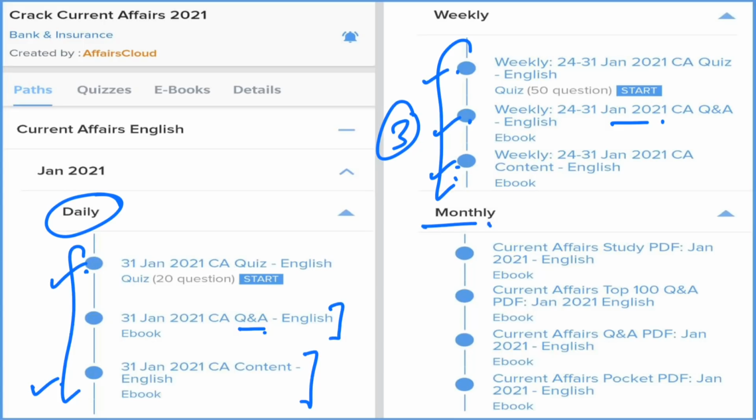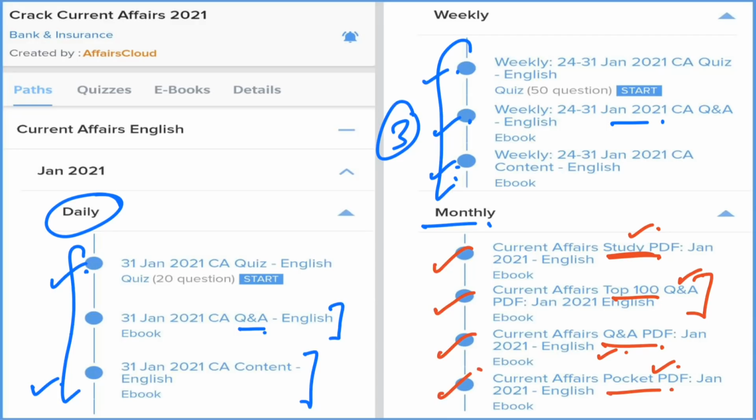Next is the monthly current affairs section, and it is the most important because we are providing so many PDFs. One is the study PDF. It means all the detailed current affairs are provided under this study PDF. Next, to check how much current affairs you can retain or revise, you can revise from the question and answer PDF. This is also provided in PDF format. Next, the best 100 current affairs of a particular month will be provided to you, also in the form of question and answer. And next is the pocket PDF. It means you can revise the current affairs very easily before your exam in a quick format. That's why its name is the pocket PDF, and it is also provided in the theoretical format.